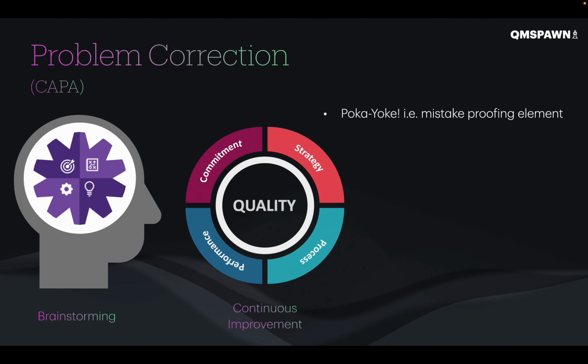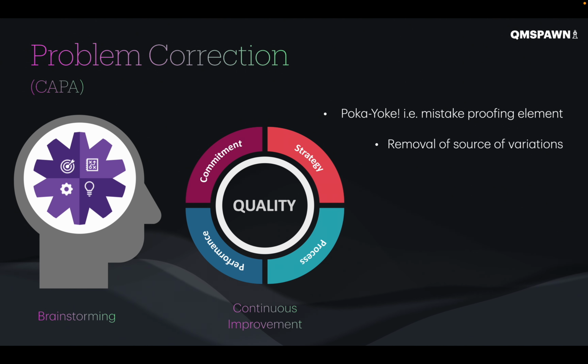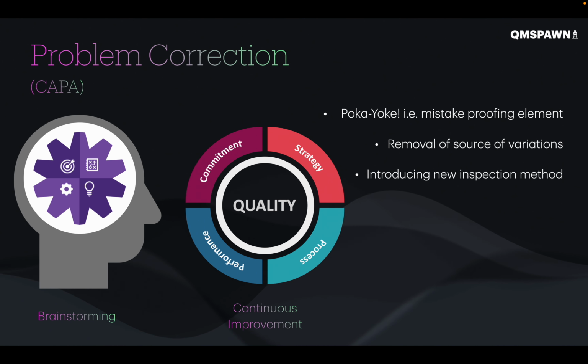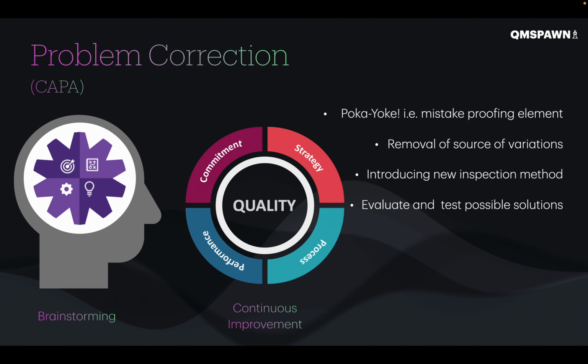Now this could be different solutions. It may be some sort of mistake proofing, or what we call poka-yoke. It could be a removal of a source of variation, or it may include the introduction of a new inspection method or new control point. Likewise, you get a list of potential corrective actions. Here we must evaluate that list of potential corrective actions and test those potential solutions.